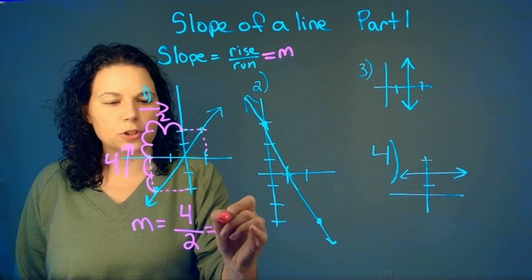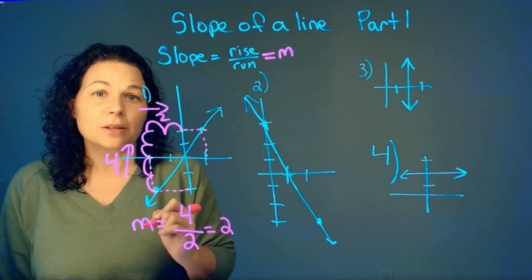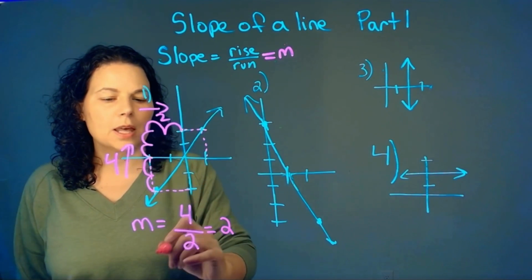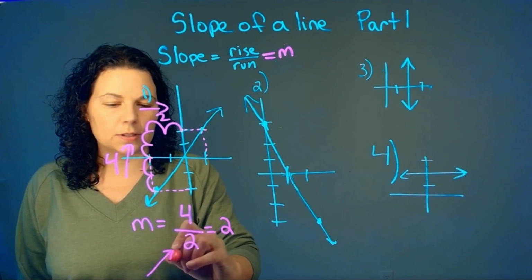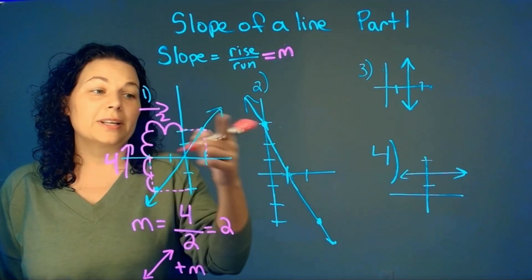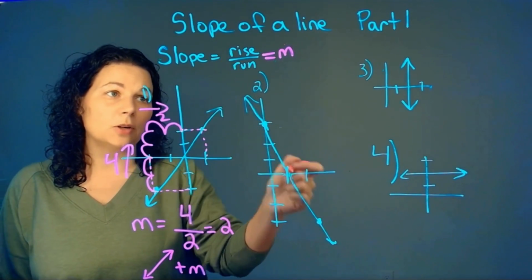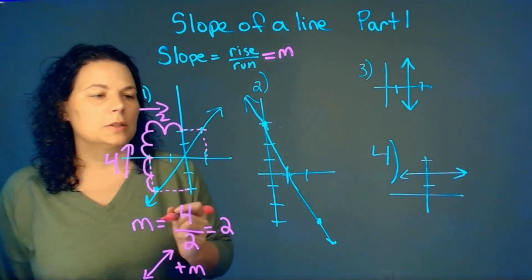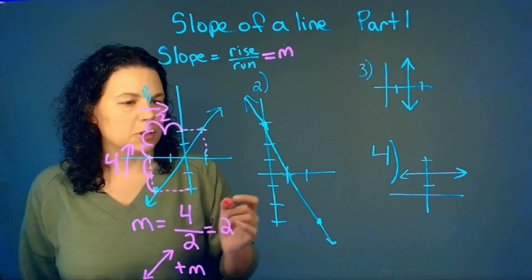We always reduce. It's okay if it's a mixed number, but always reduced. Reduce your fractions. And then we notice that it goes uphill like that. That means we have positive slope. So if we look at number 2, it goes downhill. We know that's going to have a negative slope. So let's be really careful with number 2.